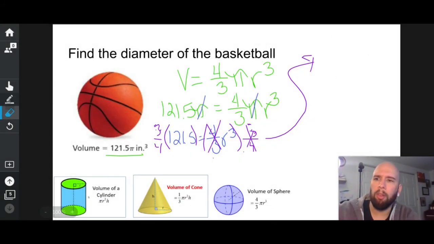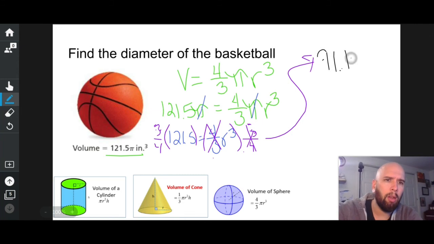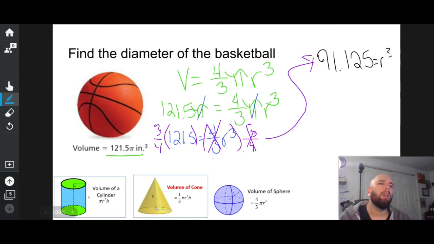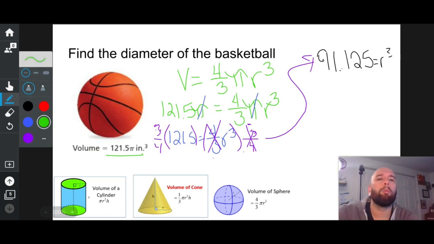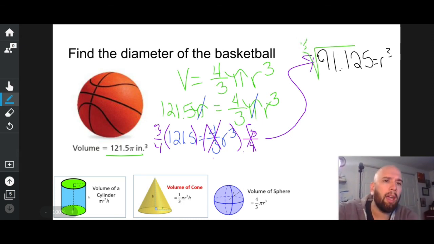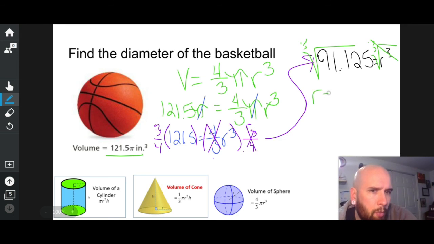Let's make that clear because I want this last step. This last step's a biggie. 91.125 is equal to r cubed. Is r all by itself? No. What is in the way? A cube. So how do I get rid of a cube? Take the cube root. Cube root both sides. That crosses the cube roots out. What is the cube root of 91.125? It is 4.5.